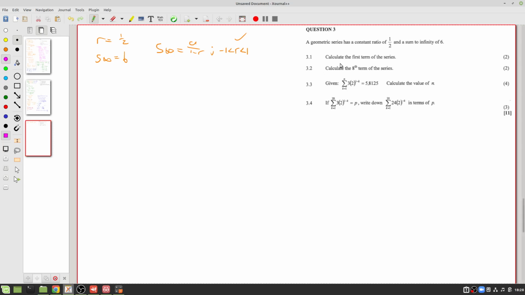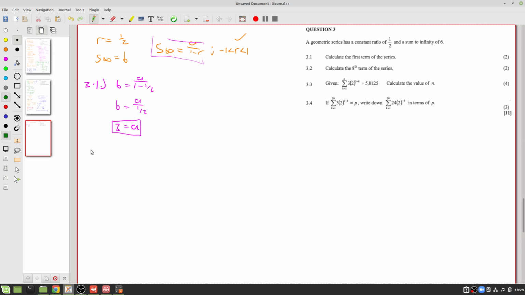Okay, what is the question? 3.1 asks us to calculate the first term. So the first term is a, and we can just use this formula. The sum to infinity is 6, and the formula is a over 1 minus r, where r is a half. So 6 equals a over 1 minus a half, which is a half. Multiply both sides by a half. 6 times a half is 3, and a over a half multiplied by a half leaves us with a. So there we go, that's our first term.